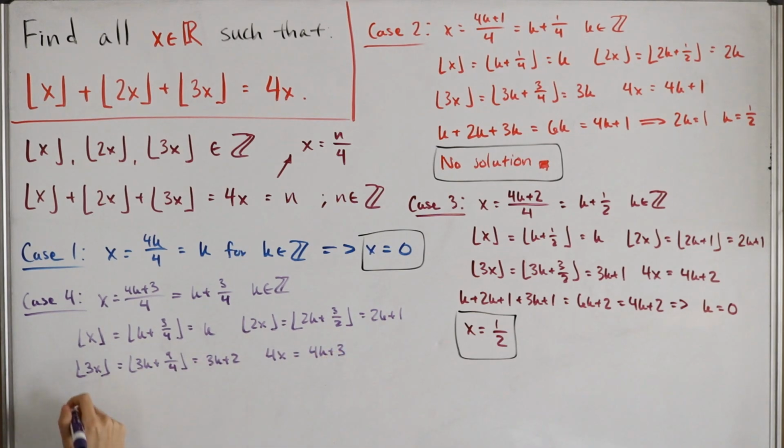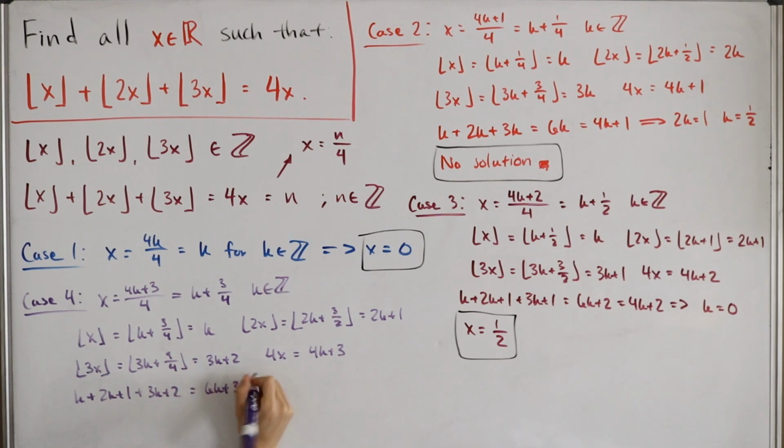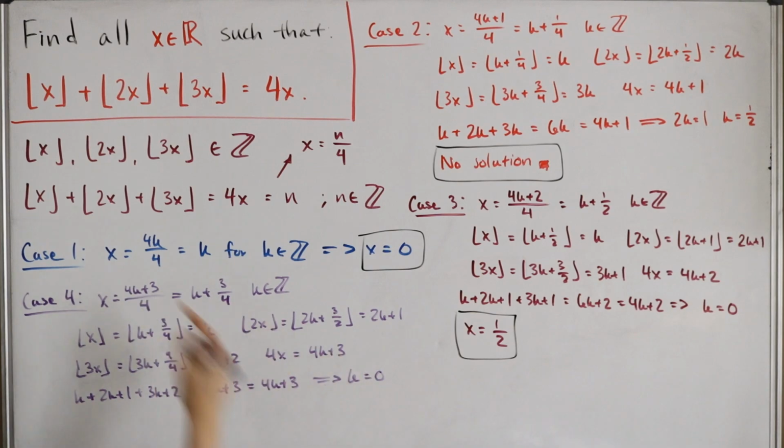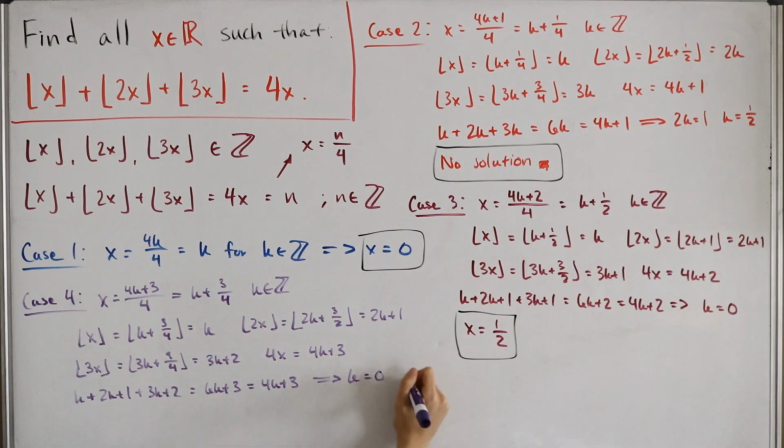So now put everything back together: k plus 2k plus 1, and then add this with 3k plus 2. That entire left-hand side is going to equal just 6k plus 3. And this is equal to 4k plus 3 on the right-hand side. If you solve for k by itself, we have that k equals 0. We put this back in since k is still an integer, and so now x is going to equal just 3 over 4. And with that, we are finished, and that concludes the answer.